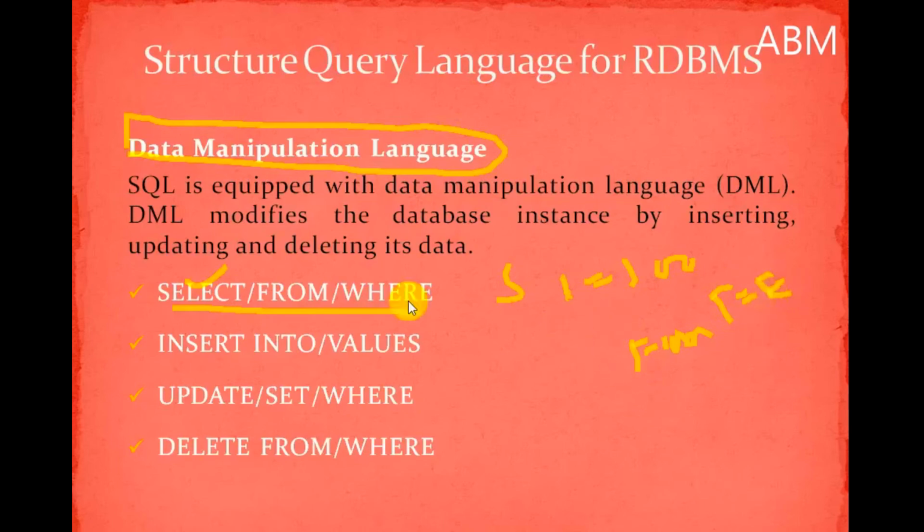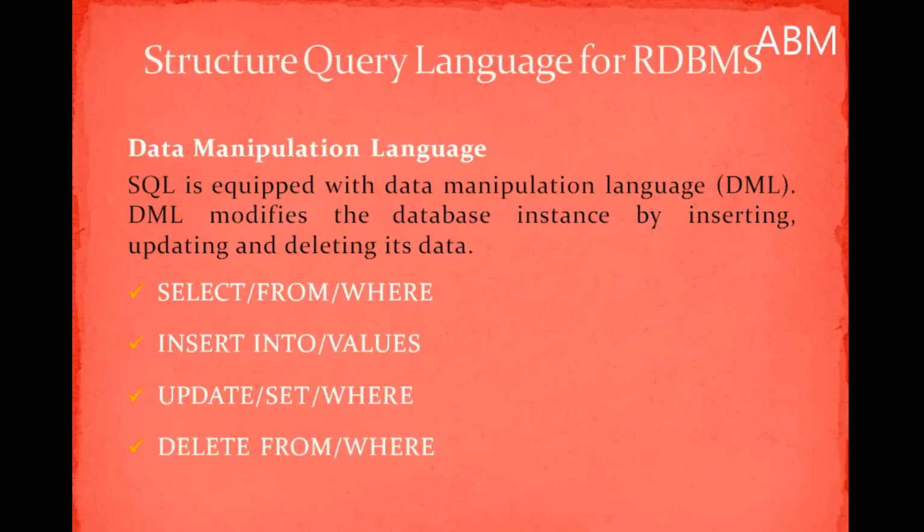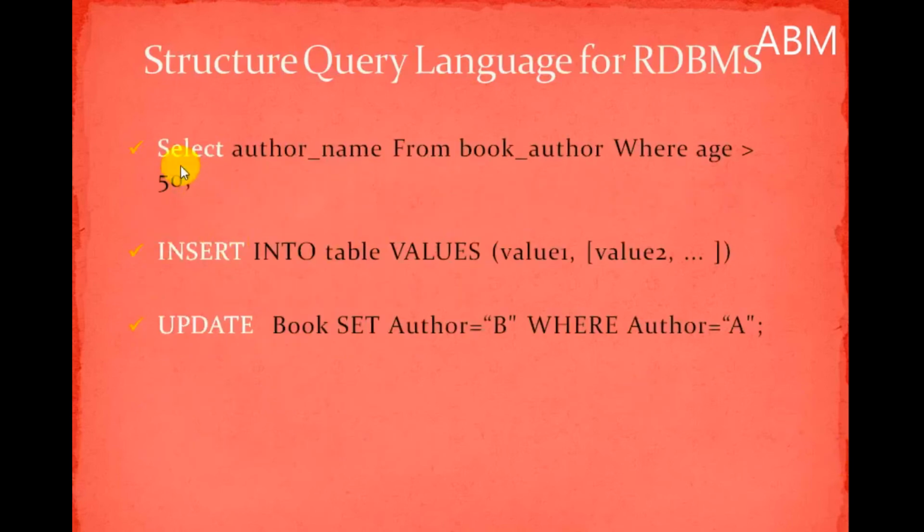This will be written here: select name from table, for example employee, where id is equal to 100. And if we want to insert data, then we may write insert into table, and we give the values of the exact tables. Update and delete are also used to manipulate the data. As you can see, this is how the data is selected.